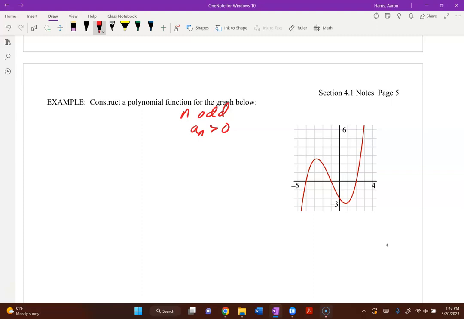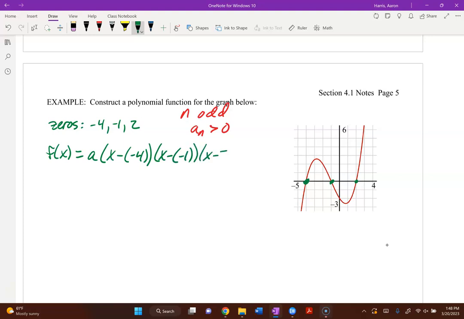Well, I'm going to start with the zeros. How many zeros do I have? Yeah, I got 3 zeros. So -4, -1, and then 2, right? So here's my zeros: -4, -1, and 2. So I'm going to go ahead and start constructing this. I don't know what the a is, but I know my factors now. X minus the first one, x minus the next one, x minus the last one.